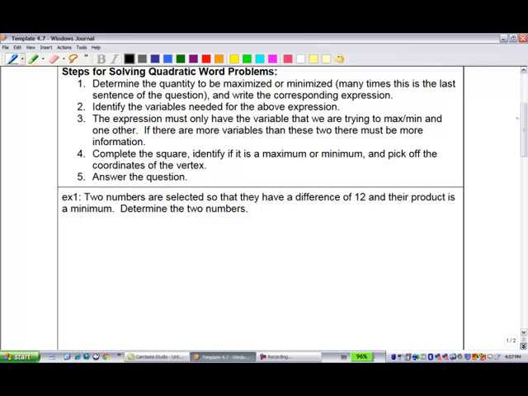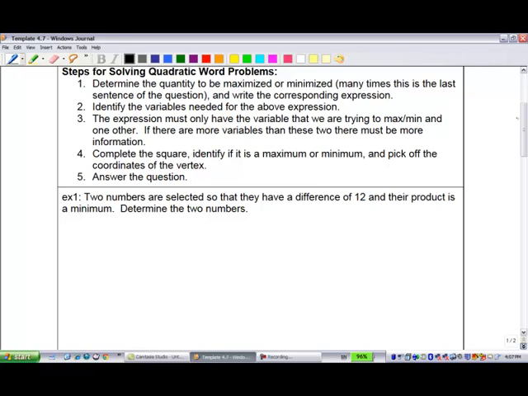Step 2 is identify the variables needed for the above expression. So you're going to create an equation. You need to know what variables are used for that. When you create this expression, one side is the thing that you're maximizing or minimizing. That's one variable. The other side of the equation can only have one other variable. If there's two variables or three variables, there has to be more information contained in the question for you to get rid of that other variable. In this case, they're called related equations. Then complete the square and identify its max or min. That's pretty straightforward. That goes back to what we've done. And make sure in the end you answer the question.